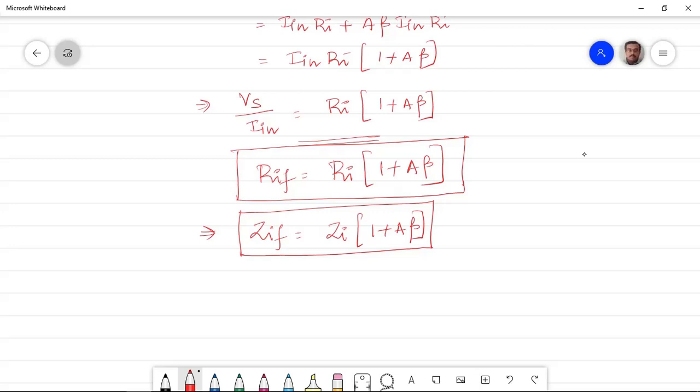So what do we conclude from this equation? We conclude that the input impedance has increased. By what amount? An amount of 1 plus A beta. Go back and check the equation that we had written earlier in the first lecture series, where we said that the input impedance is going to get increased by an amount of 1 plus A beta, and the same thing is happening even here also. Is this point clear to all of you?